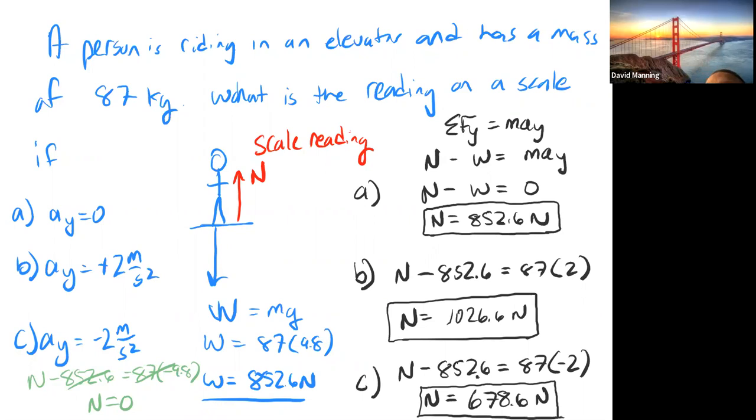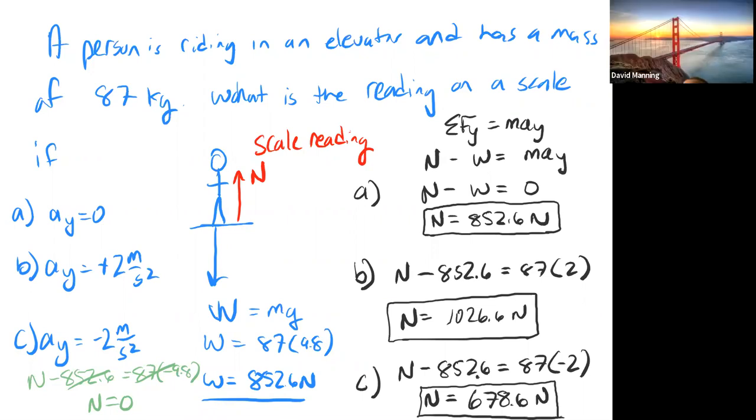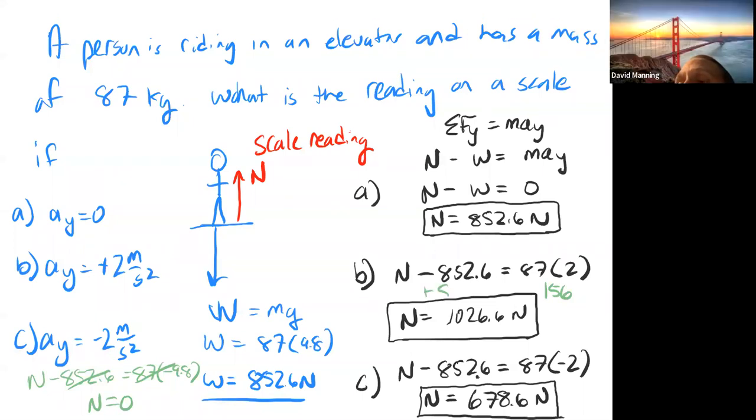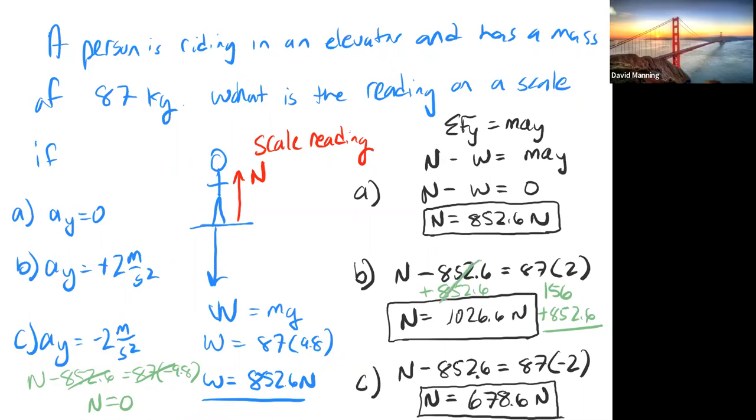Where, over here in the green? With B. Over here? Well, what's this? 156? It's written in black. So here, when you take this, you have to add this to both sides. So you end up with 852.6 plus 156, and that's 1026.6. That's your newtons. Wait, don't you have to add 852.6 to the other side? I did right here, and they cancel out to 0. And that gives you N by itself.